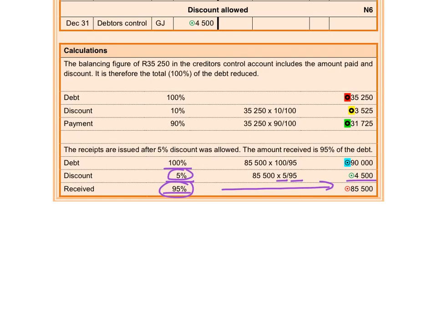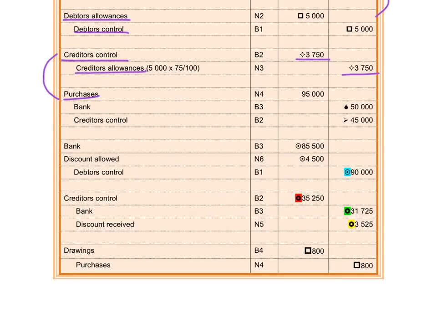If we want to calculate the total debt, the percentage that we want is 100% of the debt divided by the 95% that was given, and that will give us 90,000 Rand. The bank account is debited with 85,500 to increase the asset with the money paid into the bank. Discount allowed is debited with 4,500 to increase the expense for the business.